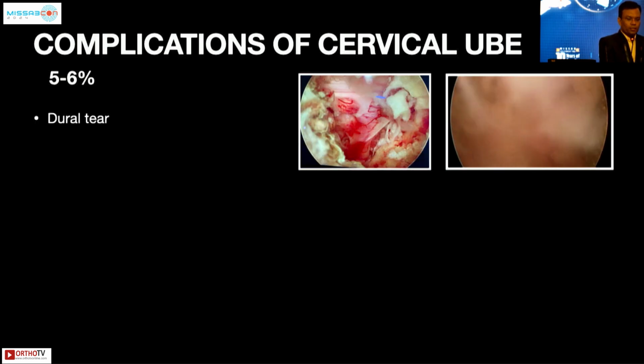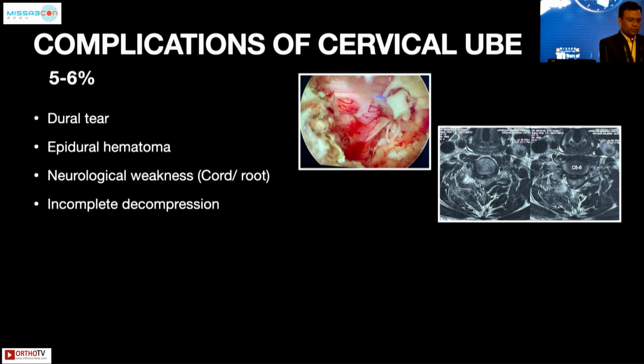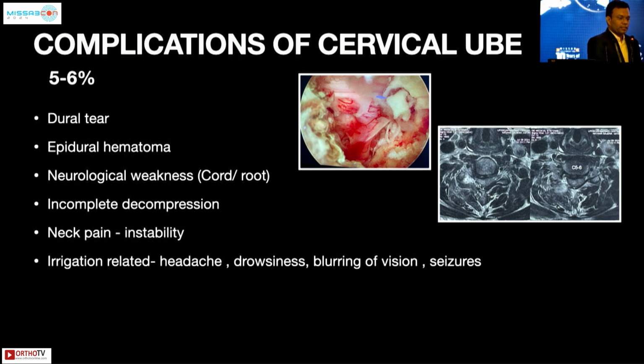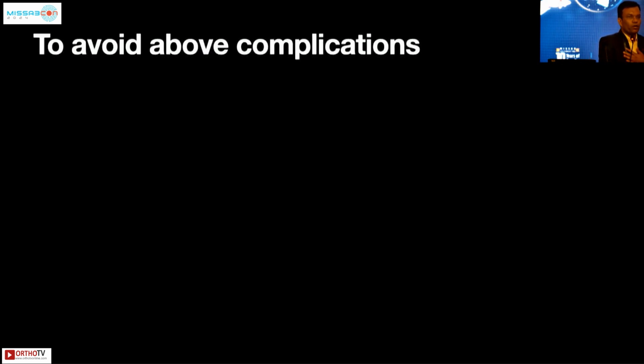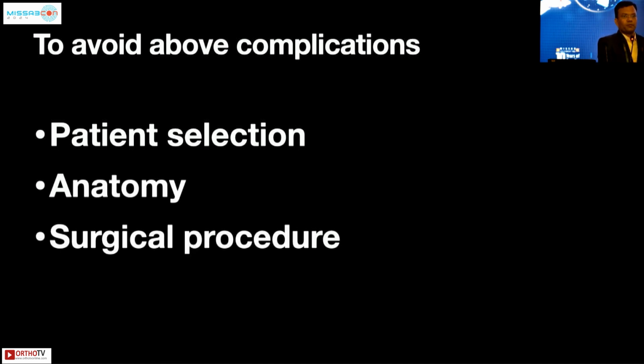5 to 6% complications have been written in literature, most common being dural tear. Second is epidural hematoma. Third is neurological weakness. Fourth is incomplete decompression. Then comes neck pain because of instability. Irrigation related complications like headache, drowsiness, blurring of vision, seizures. Infection and vertebral artery injury are less common complications reported. So to avoid the above complications, I will be talking on patient selection and basic anatomy, what you should know, and then the surgical procedure per se.